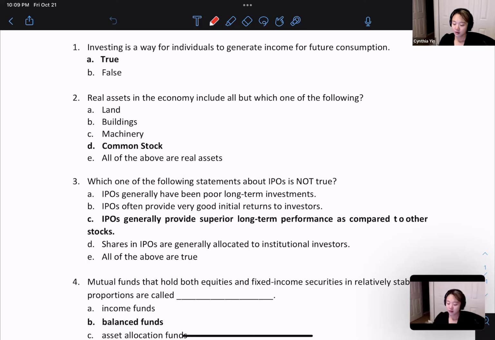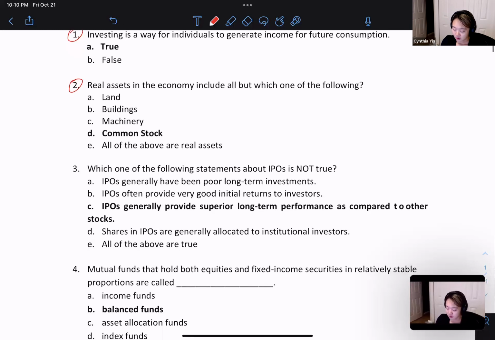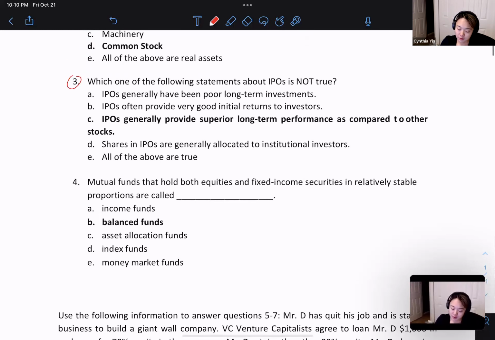Okay, let's get started. Question 1 is from chapter 1, so it's not going to be tested, but it's just the definition of investment. Question 2 is also from chapter 1. It's about the definition of financial and real assets. So I'm going to skip it. Question 3 is from chapter 3, I think, about the IPO process. This is within the scope we're going to test, so I will cover this one.